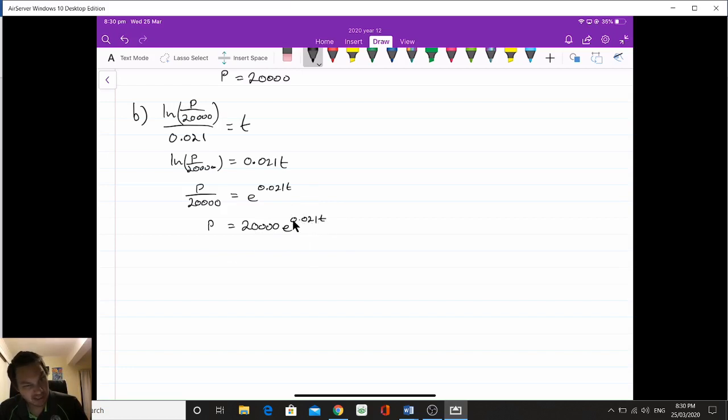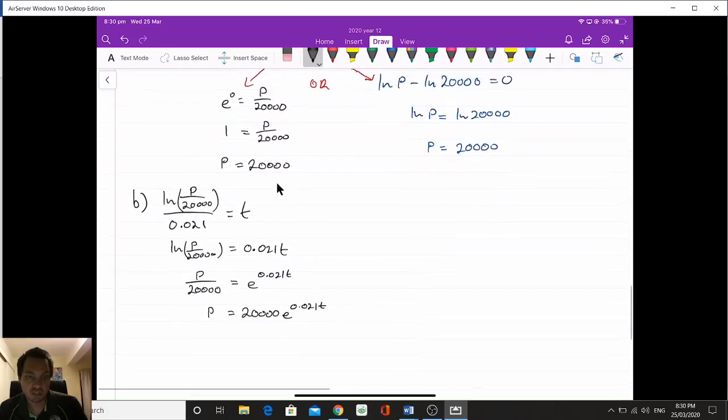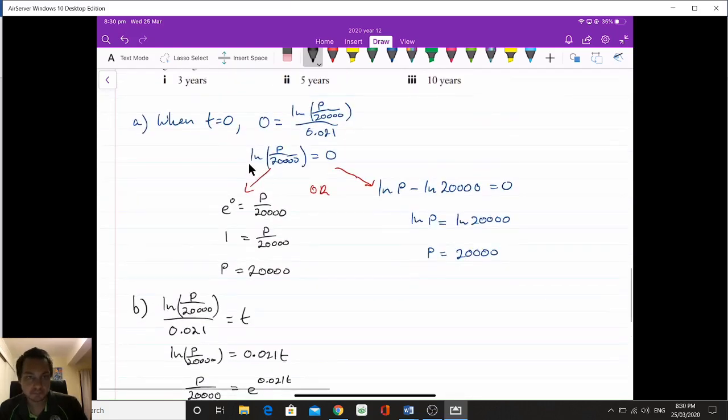This would change our dilation. It's not going to go up as fast. And this is our starting point. So when time was 0, e to the power of 0 is 1, so that's why we got 20,000 as our first answer. It's our exponential function that we would want to look at.